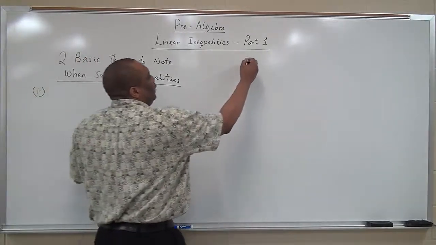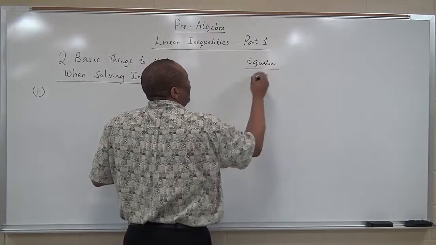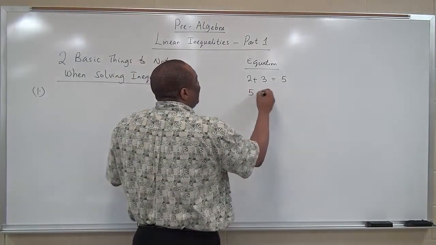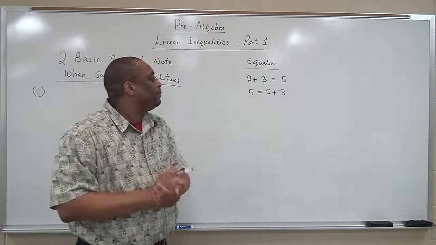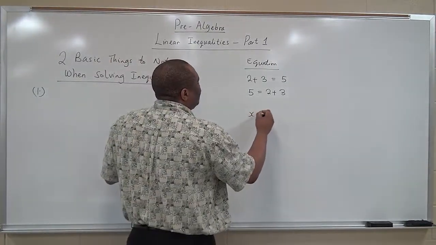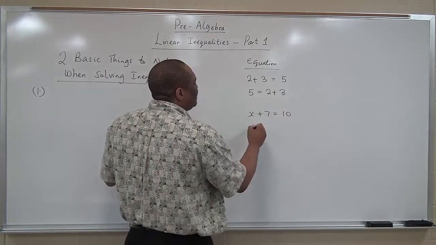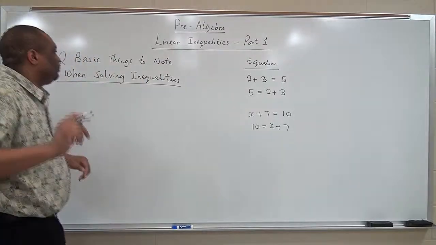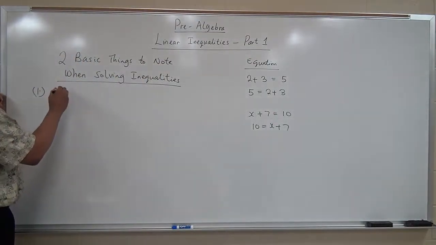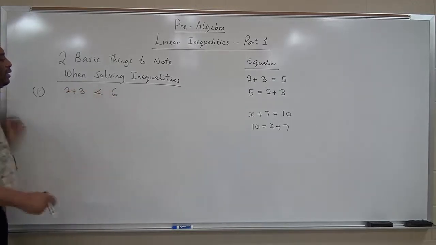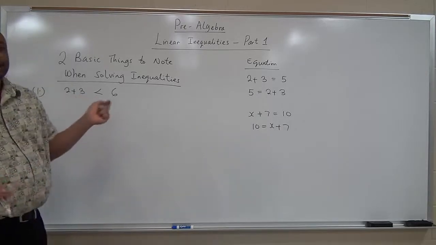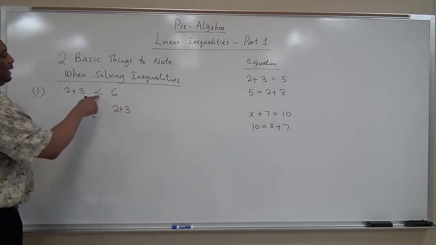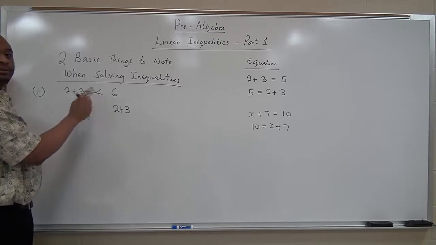Like with equations, we could write that 2 plus 3 is 5. This is arithmetic. We can also write that 5 is 2 plus 3. In algebra, we can say maybe x plus 7 is 10. We can also say 10 equals x plus 7. With equations, you can do this. But with inequality, there's a problem. If you write 2 plus 3 is less than 6, of course, we know that 2 plus 3 is 5, and 5 is less than 6. When we swap it, when we put 6 here and 2 plus 3 here, the inequality sign is reversed.